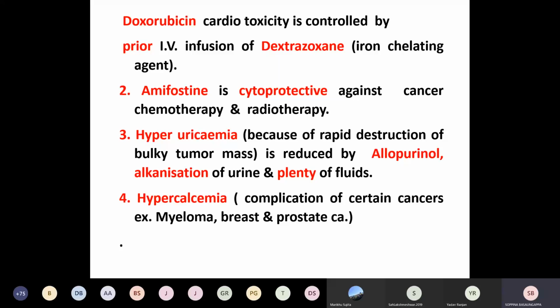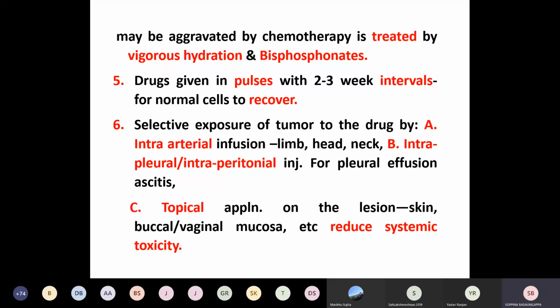Then hypercalcemia. Hypercalcemia is a complication in certain cancers like myeloma, breast and prostate cancer. So this hypercalcemia can be treated by vigorous hydration and bisphosphonates.